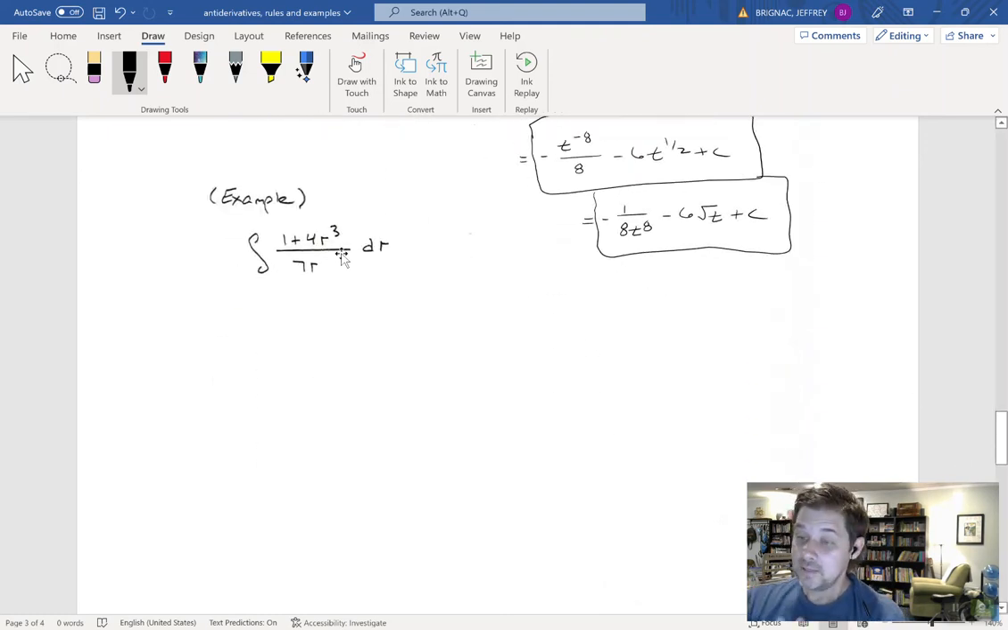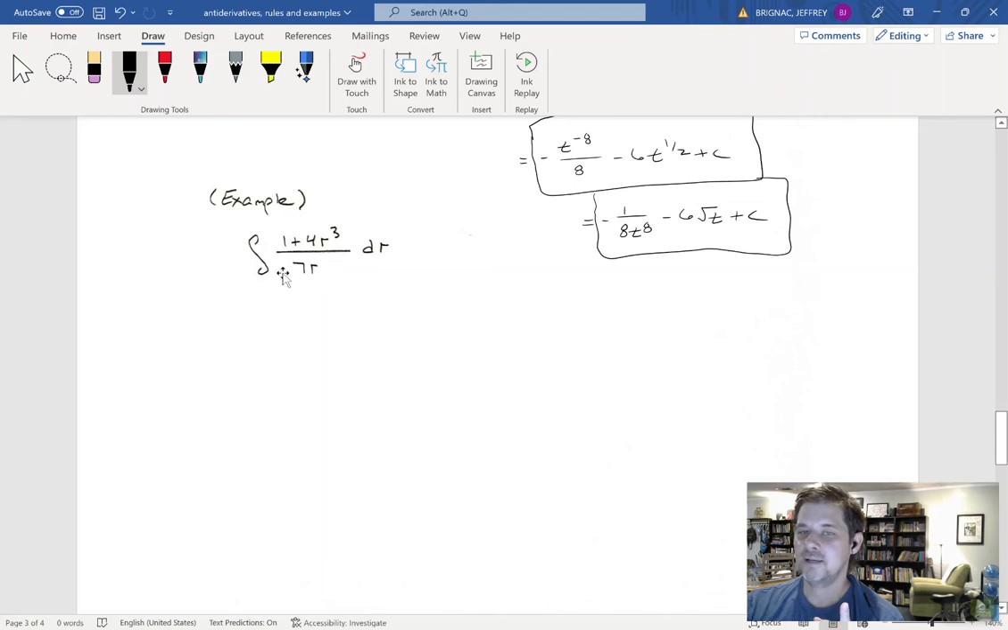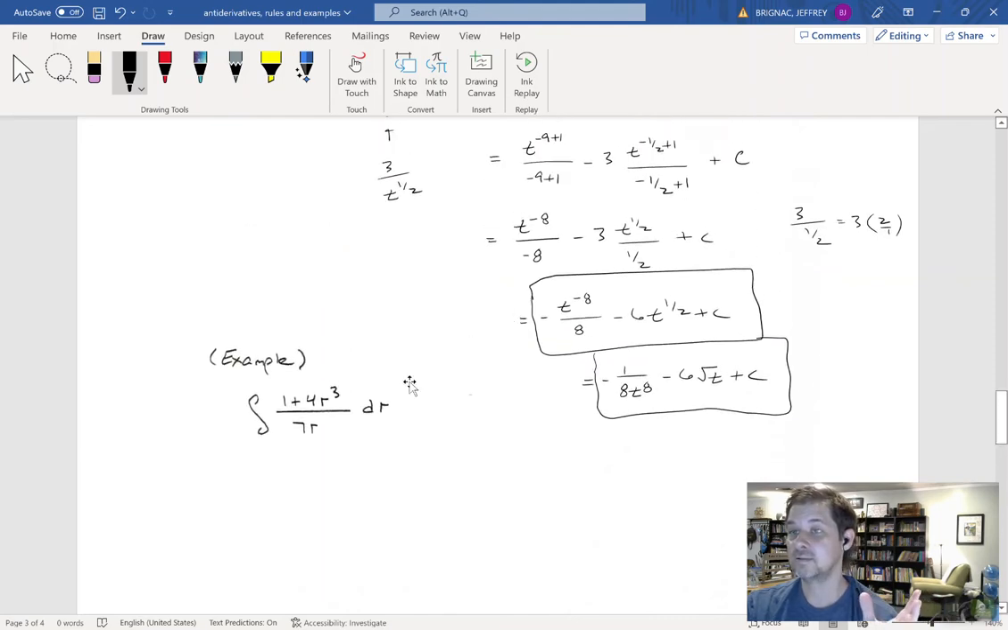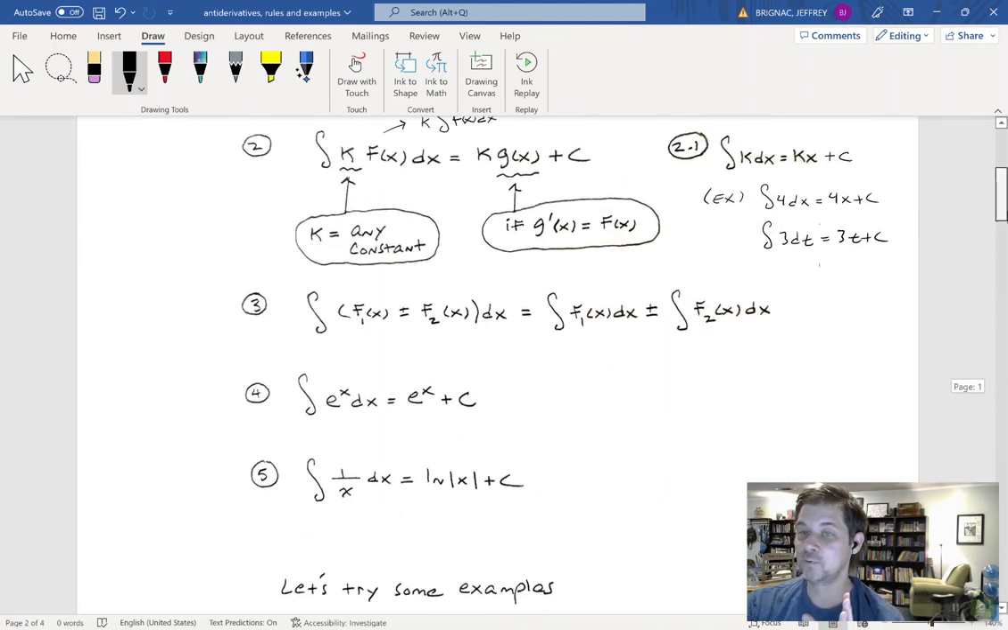Now, this one I notice is different than the others for this reason. Notice that it has a division. It has one function divided by another function. And r is the variable. Okay, so I got one function, 1 plus 4r to the third. That's a formula in terms of variable r all by itself, and it's divided by another. Okay, I don't have any rules for that.